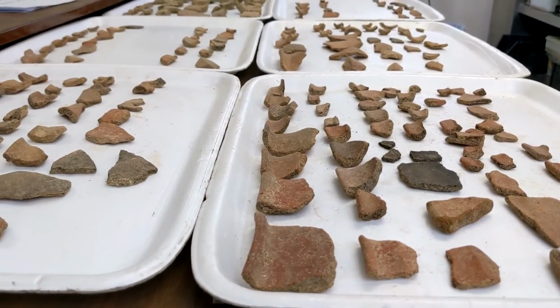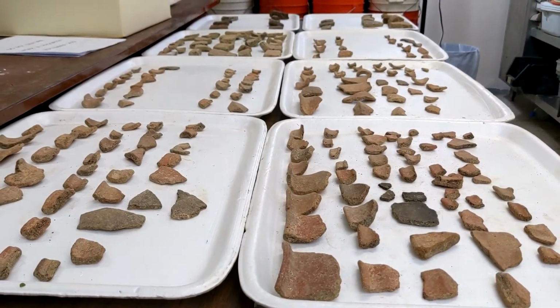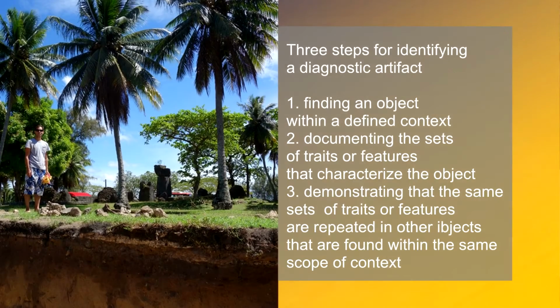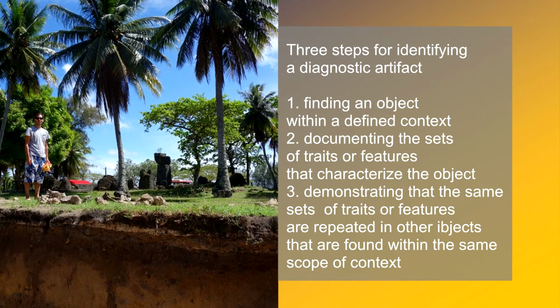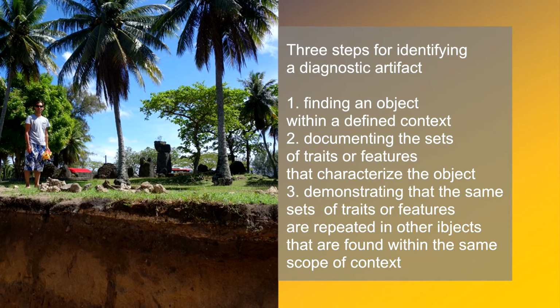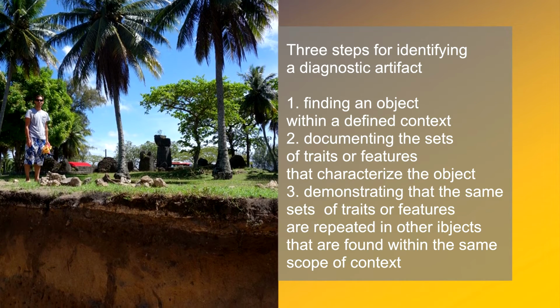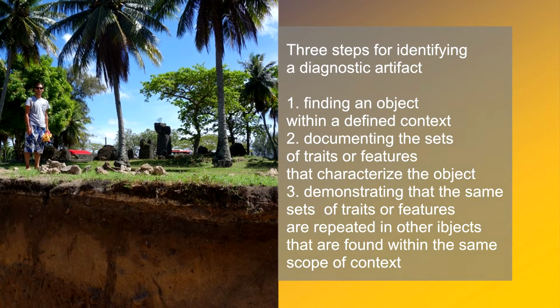A diagnostic artifact can be identified through three steps of, first, finding an object within a defined context, second, documenting the sets of traits or features that characterize the object, and third, demonstrating that the same sets of traits or features are repeated in other objects that are found within the same scope of context.